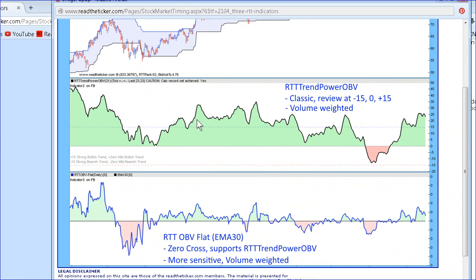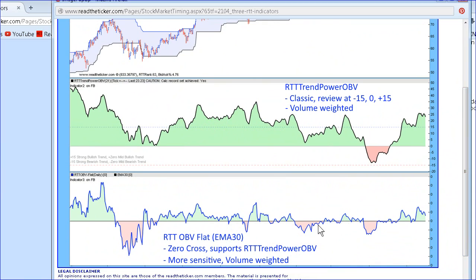As you can see here, the stock is above plus 15. The RTT Trend Power OBV indicator is above plus 15. So you sort of find it a bit hard to time. Whereas if you go down below here, you can see where it goes back to zero, bounces up, its strength coming in, back to zero and bounces up, back to zero and bounces up. And you're a bit nervous when it goes a bit too far past zero until it settles and goes down, when it gets closer to zero.